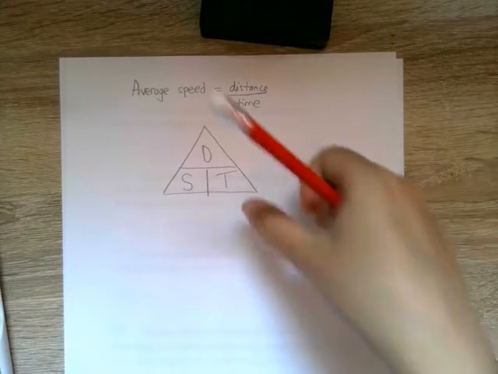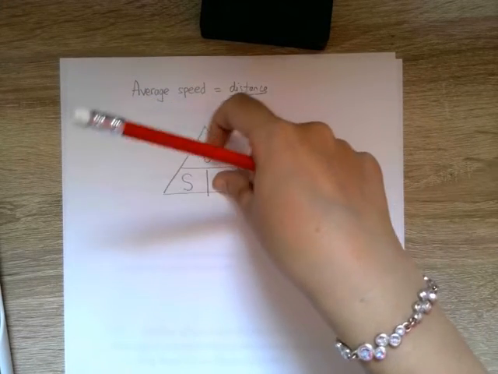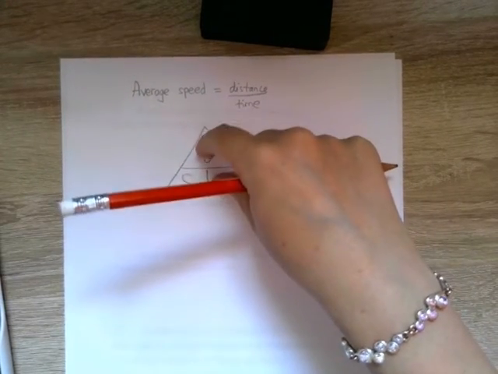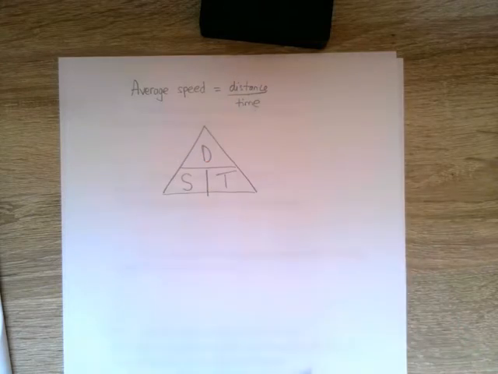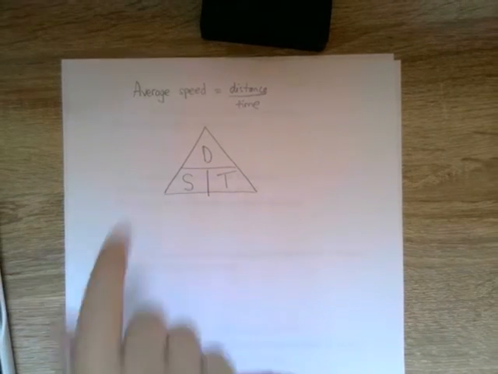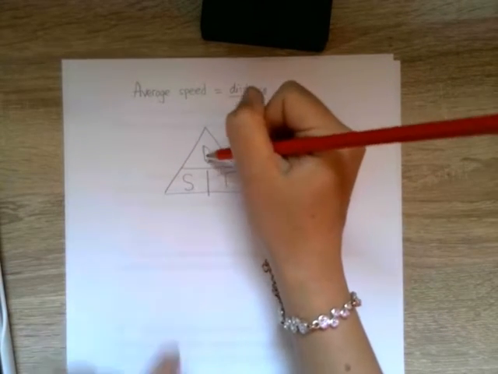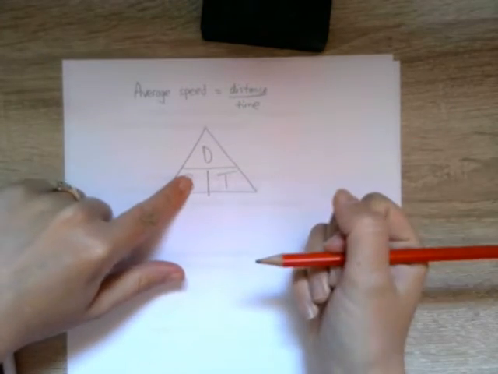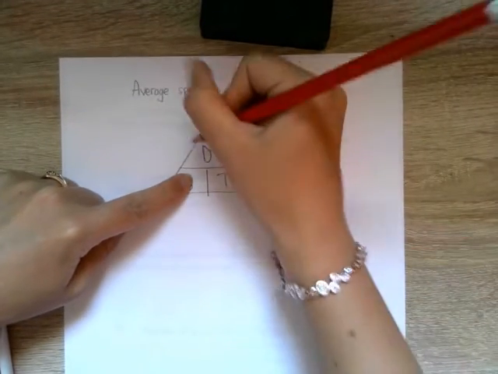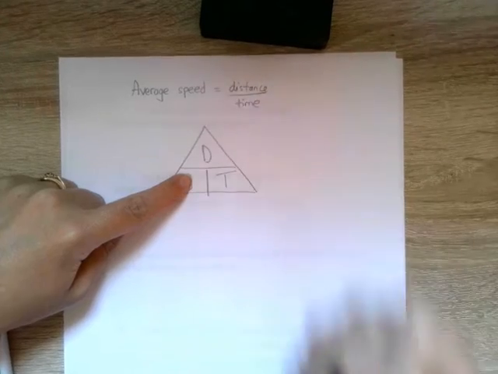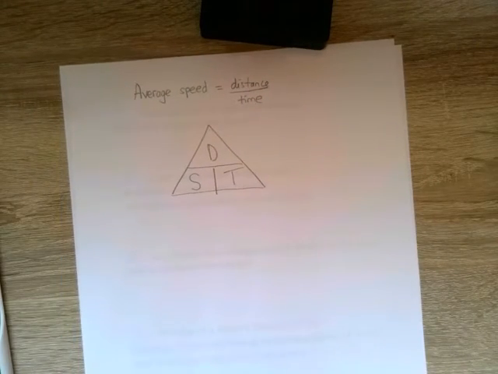If you're trying to find time, cover up the t, and then you've got one above the other, so that means you're going to do distance divided by the speed. And likewise, if you've got the distance and time, and you're trying to find the speed, then you'd cover up the s, and you'd have to do distance divided by time. So first of all, if we have a look at this question here.